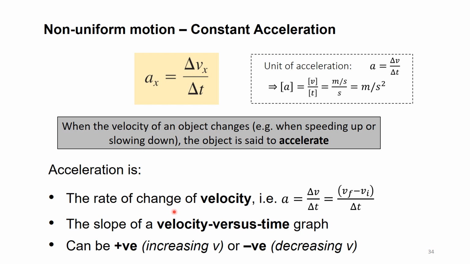All right, and here are some properties of acceleration. Acceleration tells you the rate of change of velocity, how quickly the velocity is changing and in which direction. So acceleration can be positive or negative. Positive acceleration means the velocity is increasing, getting more positive, and negative acceleration means the velocity is decreasing, getting more negative or less positive. And just like the way we found velocity from the position time graph, you can find the acceleration from the velocity time graph. The slope of the velocity time graph is the acceleration.